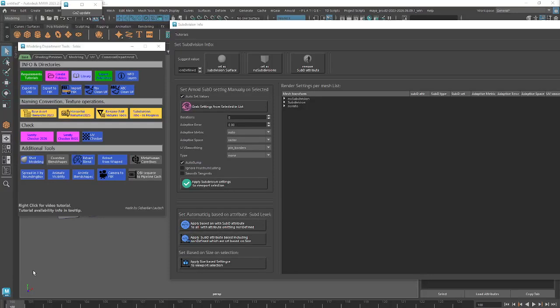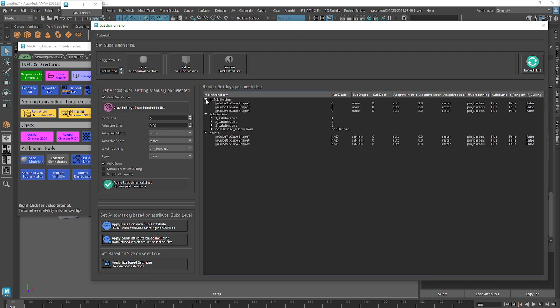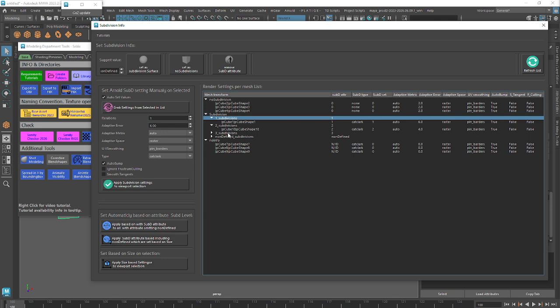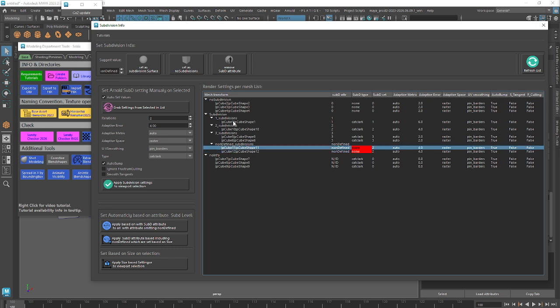This is the subdivision info script. It helps to identify the objects that need and don't need subdivisions. It allows predefined subdivisions by the modeler and non-defined ones that can be set. Actually, all of them can be set by the artist.